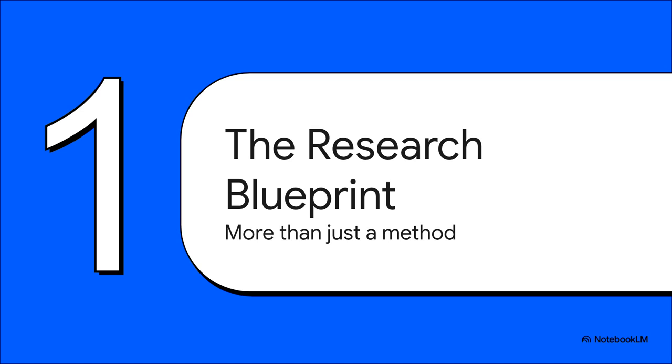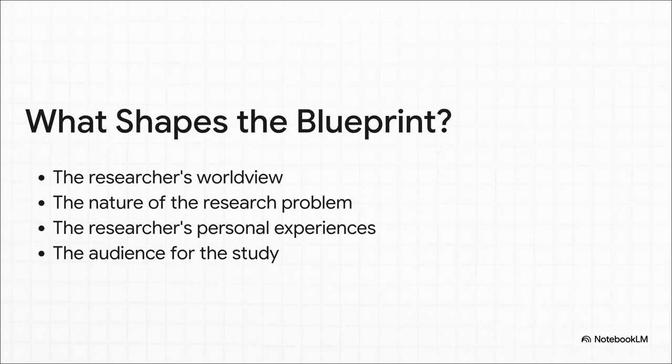It is so crucial to understand that choosing a research design isn't as simple as, say, picking a hammer out of a toolbox. No, it's a much deeper process that starts way before anyone even thinks about collecting data. The choice of a blueprint is shaped by some really fundamental stuff. It's not just about the problem you're trying to solve. It's about the researcher's own worldview, their personal life experiences, and even who they're doing the study for, the audience.